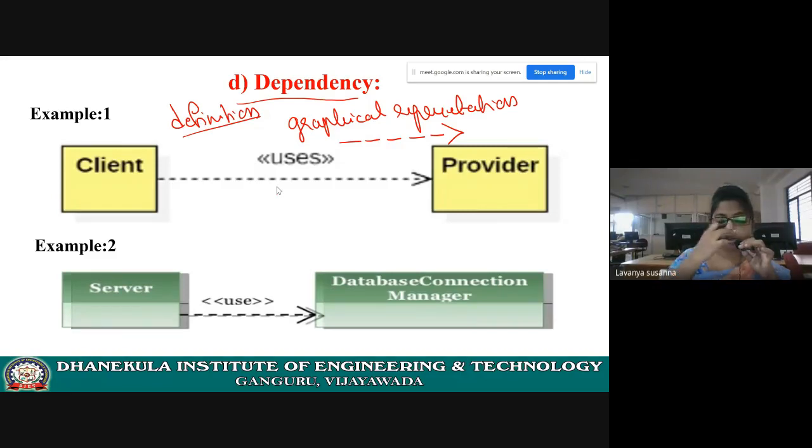For each and every topic you need to write a definition, and then you need to write the graphical representation. If there is a graphical representation for dependency, you need to draw that. What is that? Dotted lines and arrowhead. It is called dependency. Now you need to explain with at least 2 examples. You can write 3 or 4 examples, your wish, but you need to explain by taking at least 2 examples.